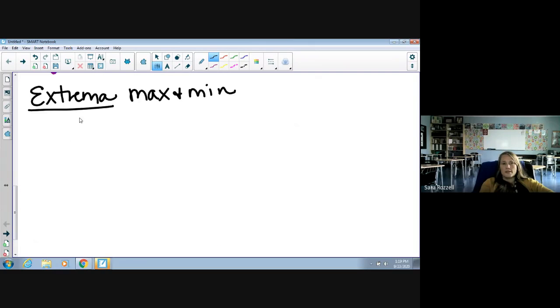Okay. So I'm going to draw 3 separate graphs, and I'll tell you the different types of extrema that we have in each of these graphs and where they're located.